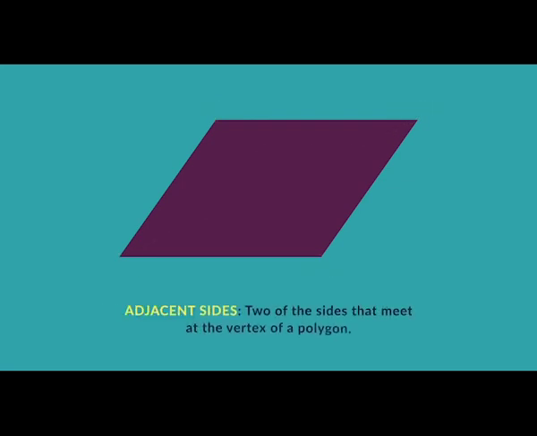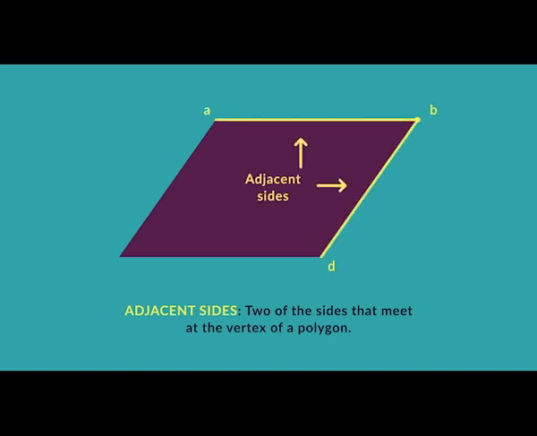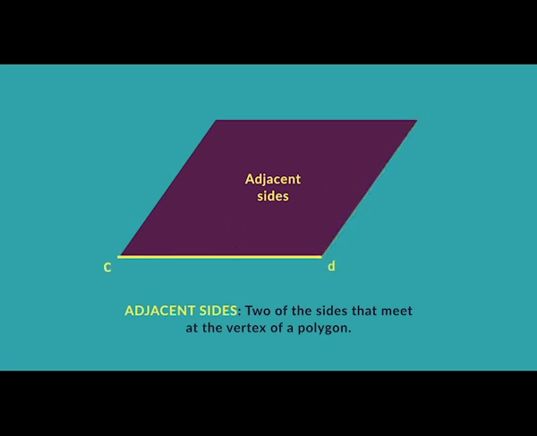Adjacent sides are two sides that are right next to each other. In this figure, sides AB and BD are adjacent sides. BD and DC are also adjacent sides, as are DC, CA, and CA, AB.